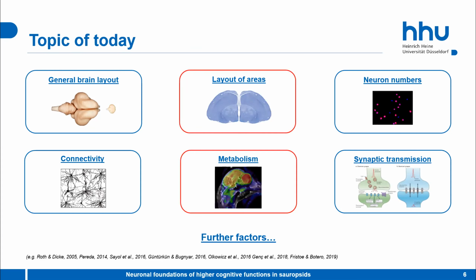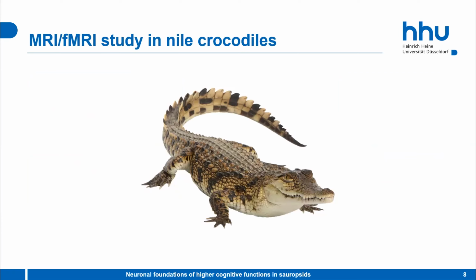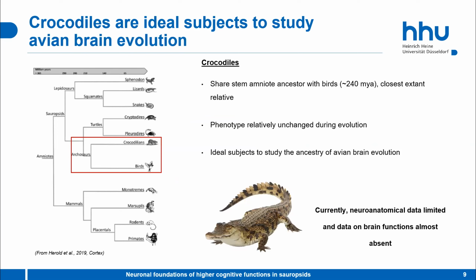Today I would talk about two things: first, the layout of areas, and second, metabolism. I would like to present a couple of studies in two species I have analyzed in the past. These are the Nile crocodiles, where I would like to show you the results of an MRI and fMRI study, and second, a PET study in pigeons, but more about that later. So let's talk about MRI and fMRI studies in Nile crocodiles. The question again is, why are you analyzing crocodiles, Felix, when you normally work with avian species? The reason is the phylogenetic position of crocodiles.